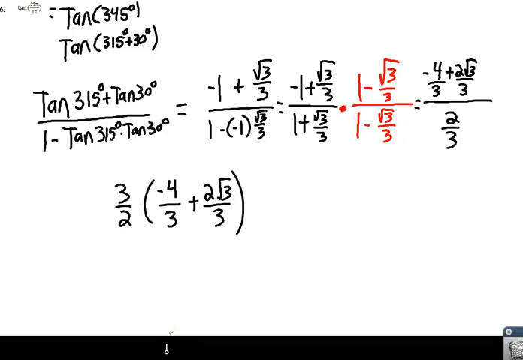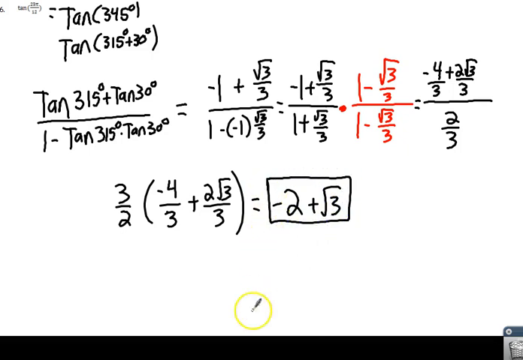And when you distribute the -3/2 in there, you get a -2 plus a root 3. Or you could rewrite it, if you so felt the need, as root 3 minus 2. Happy days are here again. Great success. Let's move on.